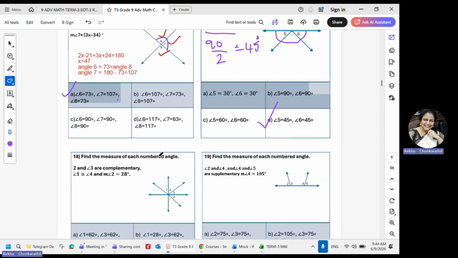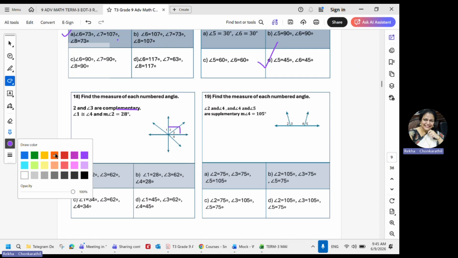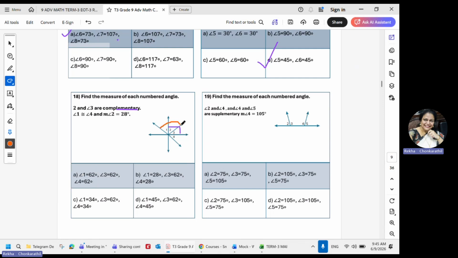Next, we move on to similar questions. Here also you can read the question carefully. Angle 2 and 3 are complementary. Complementary means they together add up to form 90 degrees. And you know this angle 1, angle 2, angle 3, angle 4 all together form a straight line. Look at this. Isn't it a straight line? So if 2 plus 3 is 90, 1 plus 4 is also 90. So what does it say? Angle 1 is equal to angle 4. So angle 1 and angle 4 are each equal to 45 degrees.